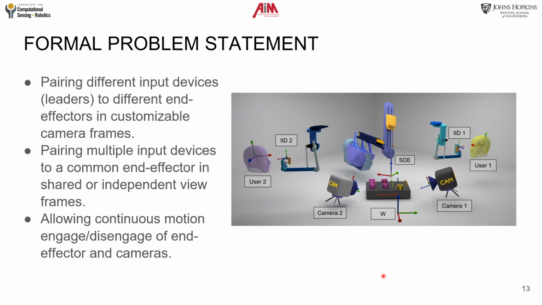Summarizing the problems discussed in the previous slides, we arrive at the formal problem statement. Our goals are as follows. Number 1. Pair different input devices to different end effectors in customizable camera frames. 2. Pair multiple input devices to a common end effector in shared or independent view frames. And 3. Allow continuous motion engage and disengage of end effectors and cameras.